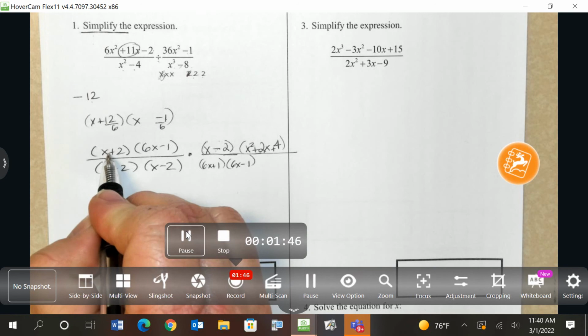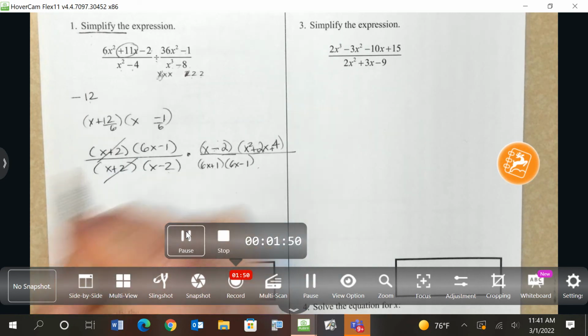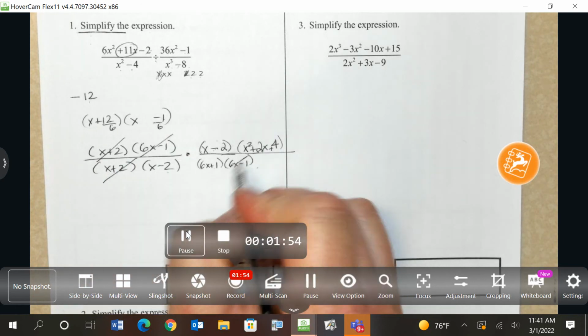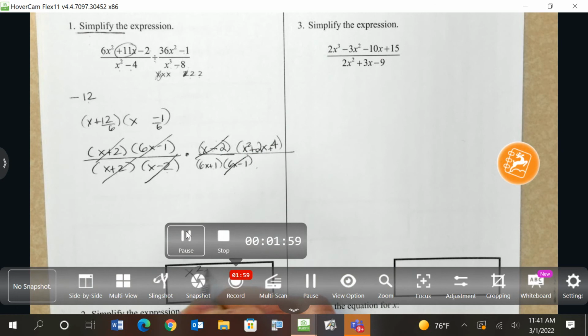If there's any one group of x plus 2 in the bottom, I get to cancel it out. Remember, they don't actually cancel, they simplify to 1. Here's a 6x minus 1 and a 6x minus 1, x minus 2, and here, x squared plus 2x plus 4 over 6x plus 1.